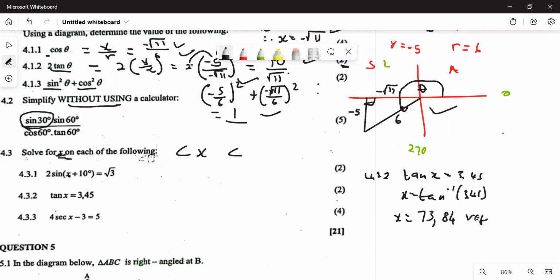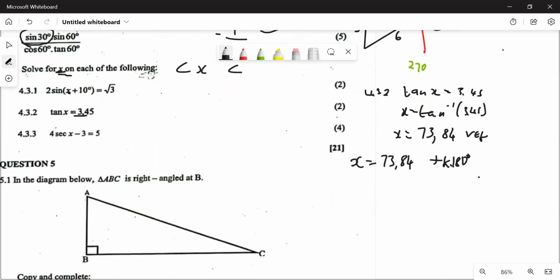Now, what is this? This is your reference angle. You are not done here. This is not going to be your only answer. We are going to ask where tan is positive. According to the first quadrant, we accept this one. So x is going to be equal to 73,84 plus k multiplied by 180. The period of tan is not 360, but is what? It's 180. We accept that one for tan.